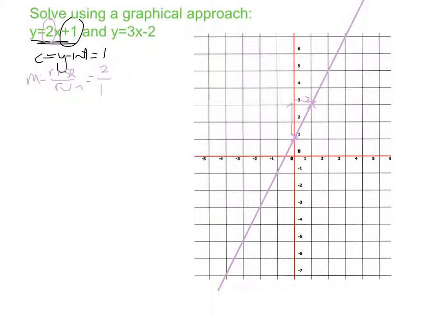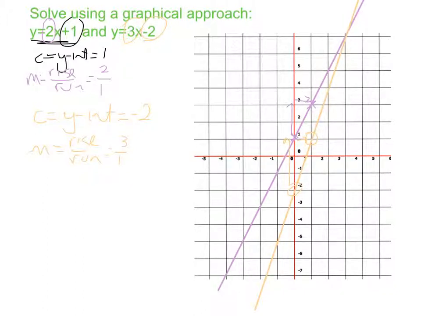Now for the second equation, we go through the same procedure. We've got minus 2, c equals the y-intercept, which is negative 2, which is here, and our gradient, we'll turn that into a fraction over 1, 3 over 1. So we need to go up 3 from our y-intercept and across 1 to give us our second point, and again I'll draw a line through there.